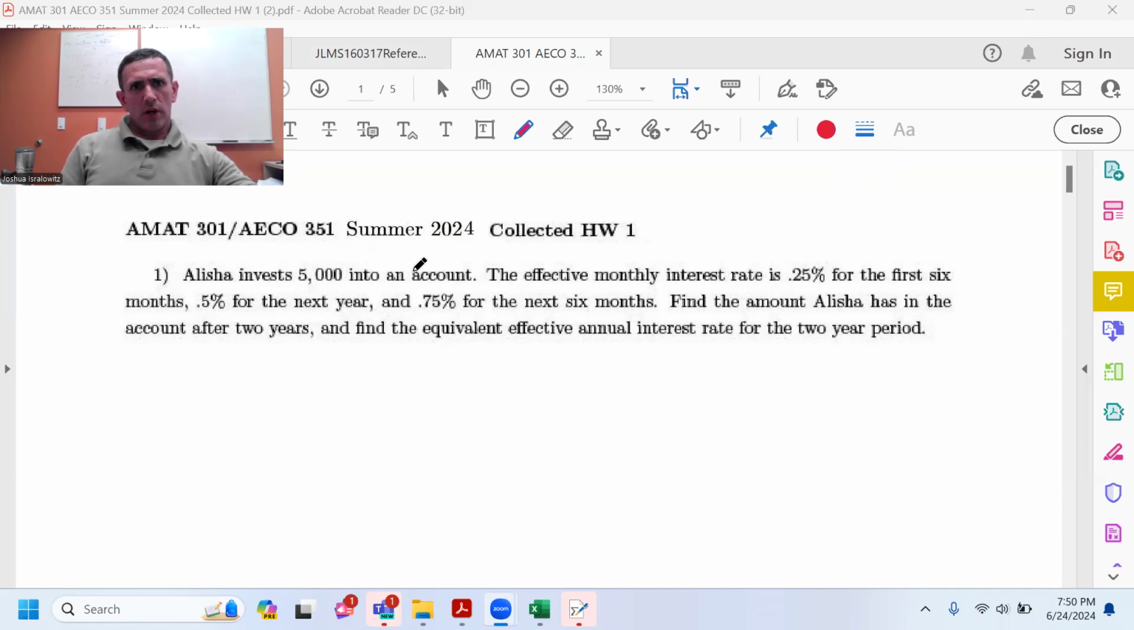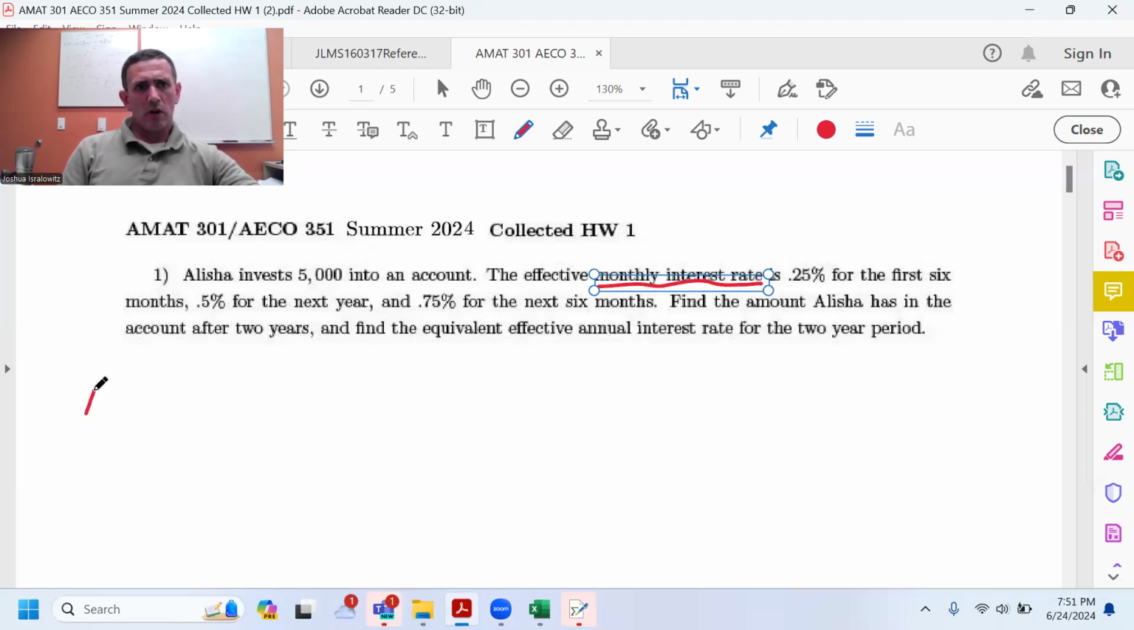Okay, so Alicia initially invests 5,000. We have a monthly interest rate of 0.25% for the first 6 months, 0.5% for the next year, and 0.75% for the next 6 months. So the key here is that these are monthly interest rates. How much does Alicia have after 2 years? And find the equivalent effective annual interest rate for this 2-year period.